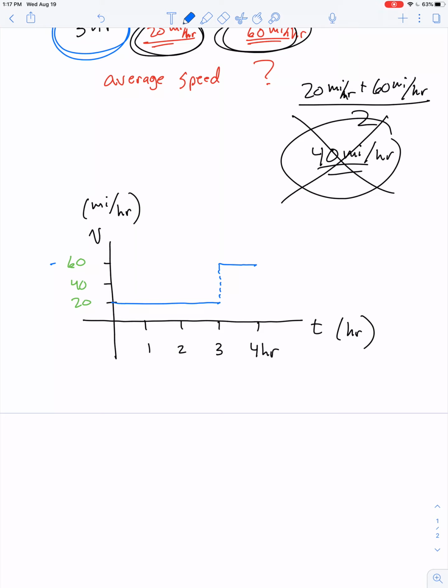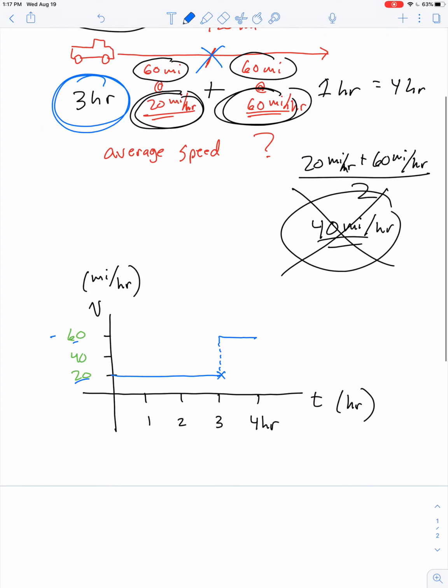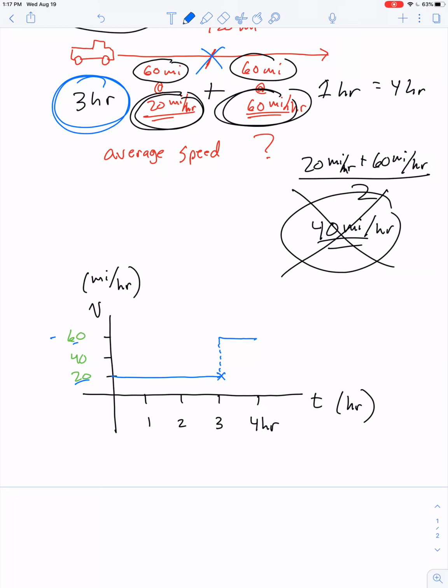So this is not very uniform. The speed changed in an abrupt manner. It suddenly went from 20 to 60 all at one instant in time. So that's part of the answer to why we can't just take an average by adding the two quantities and dividing by 2.